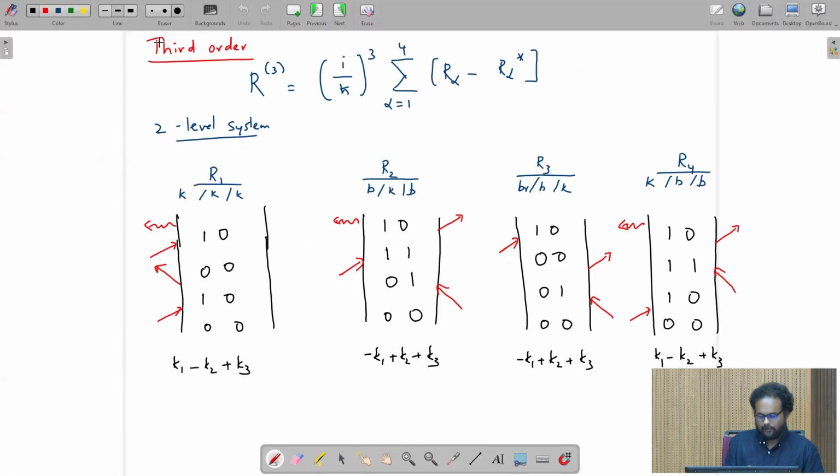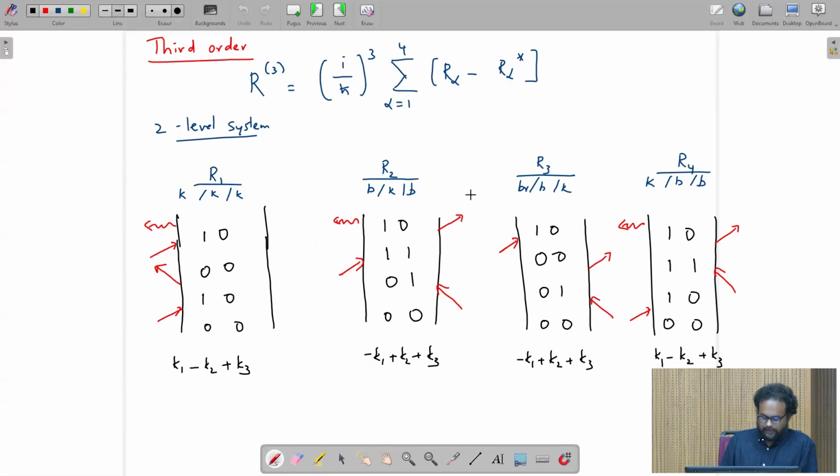And we have seen, not explicitly demonstrated, but trust me here, the third order impulse response function can be written using 4 different correlation functions, right? With different interaction ordering, sort of. We call them R1, R2, R3, R4.